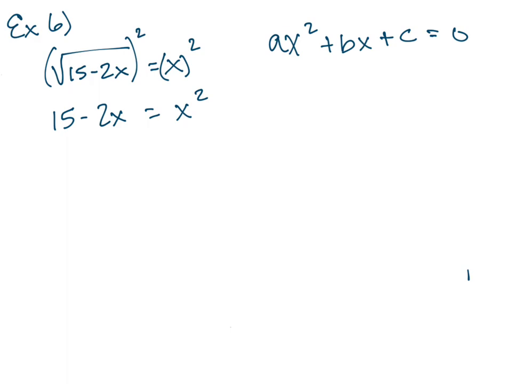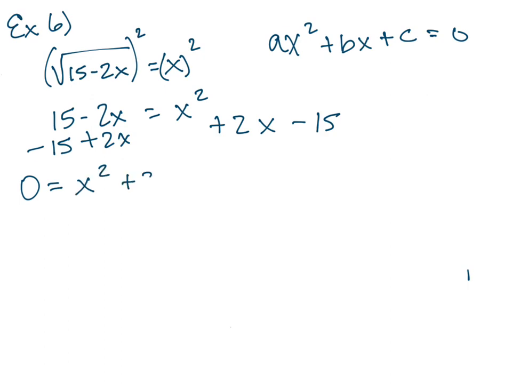So right now, we want to set it equal to 0. I think it's always best to have a positive x squared term. Always best to have positive x squared. So wherever x squared is positive, that's where he's going to get to stay, and I'm going to move everything else over to that side. So right now I'm going to add 2x to both sides and subtract 15 from both sides. Okay, so we have 0 equals x squared plus 2x minus 15.